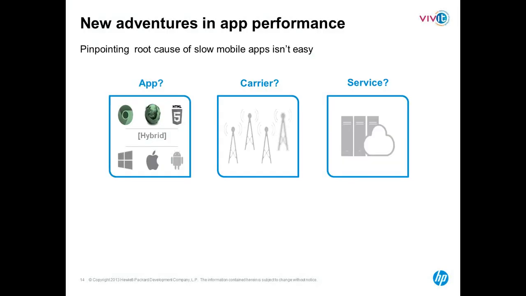Now, when you take this to mobile, pinpointing a root cause of a slow mobile application is not easy. You have a service in the back end, a series of them, and a carrier, which could be either an internet service provider or a mobile carrier, and there are a number of them, depending on where the user is at a given point in time. And then you have the app, which is hybrid in nature, right? It could be running on any of the different devices that the end user could be using from major vendors, and also using different technologies or browsers to access the application.